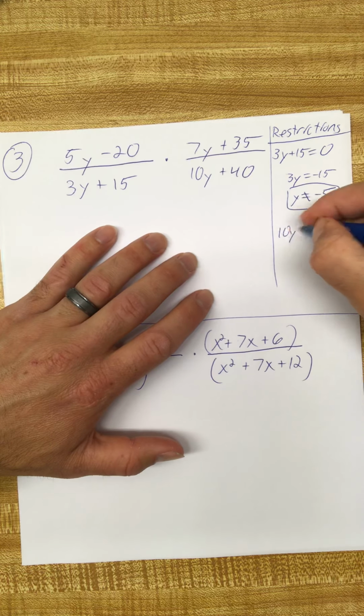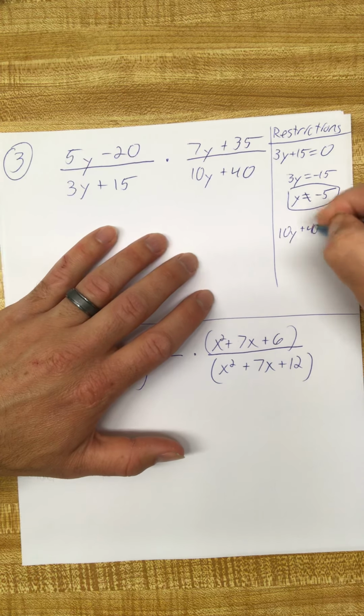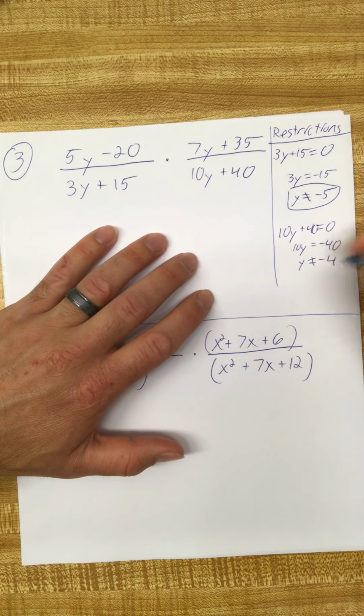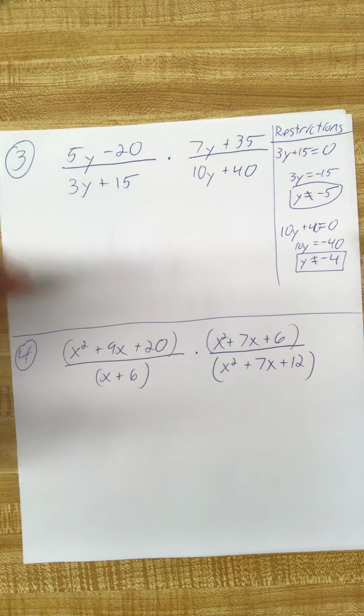Second, I got to do 10y plus 40 equals 0. So that means I got 10y equals negative 40. Y cannot equal negative 4. All right. So those are your restrictions. We know those right away.